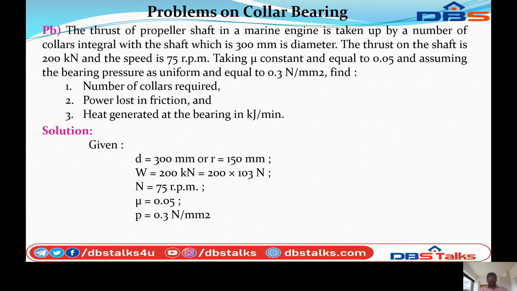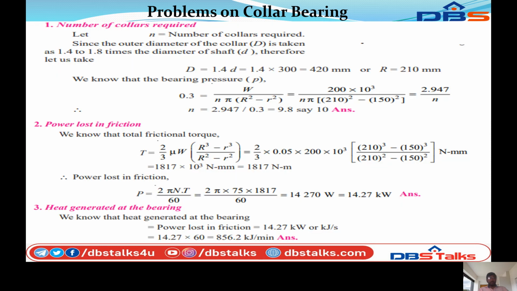For the solution, given small d equals 300 mm or small r equals 150 mm. Weight W equals 200 kilonewtons, which is converted to newtons, that equals 200 into 10 cube newtons. Speed n equals 75 rpm. Coefficient of friction mu equals 0.05 and bearing pressure p equals 0.3 newton per mm square. First, we calculate the number of collars required. Let n equal the number of collars required.